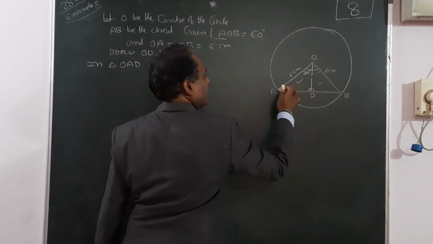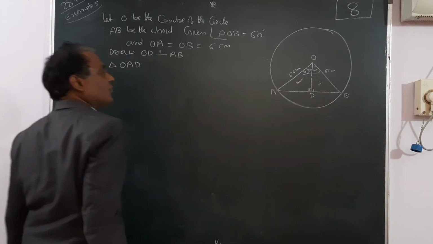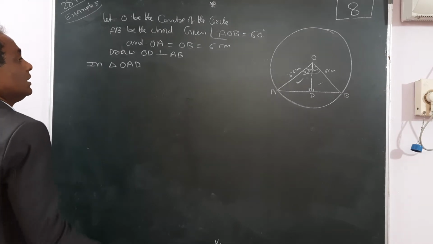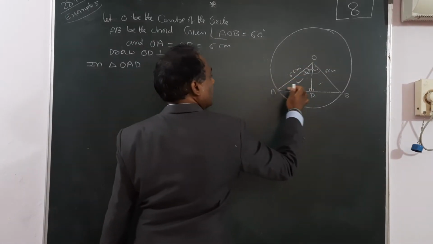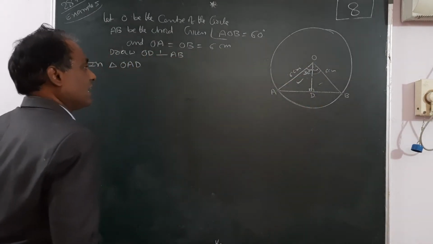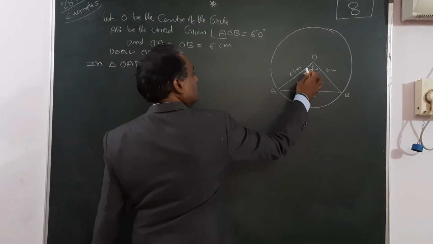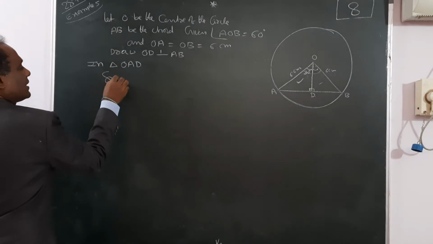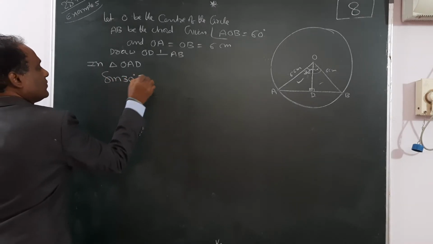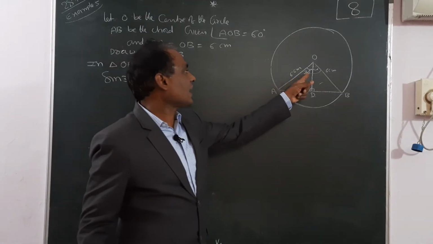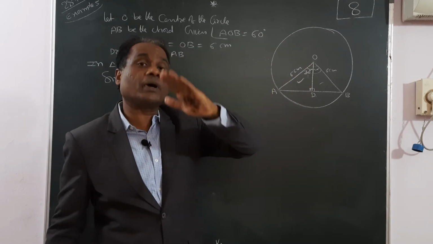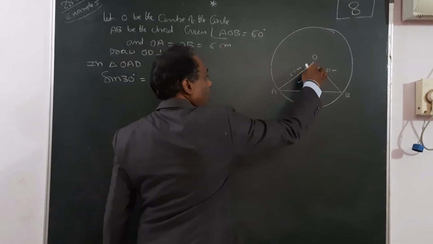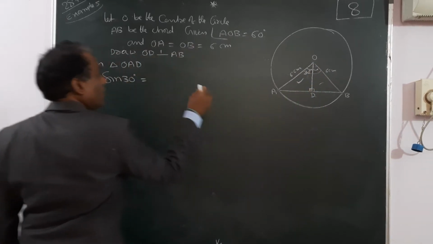Take this left side triangle, only this triangle is enough. OAD triangle I am taking. In triangle OAD, let us take sin theta. I am taking this angle. Sin 30 degrees is equal to, what is the sine definition? Opposite by hypotenuse. If this is the angle, what is the side opposite to it? AD is the opposite side.